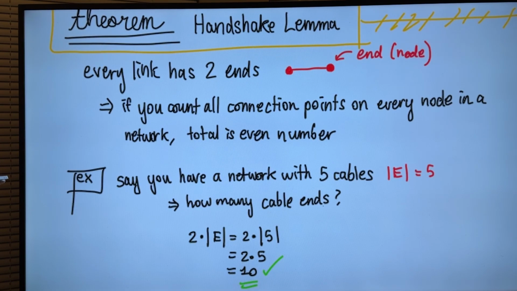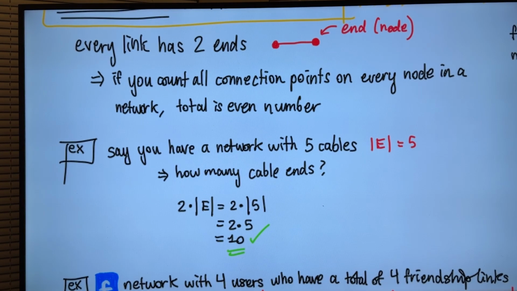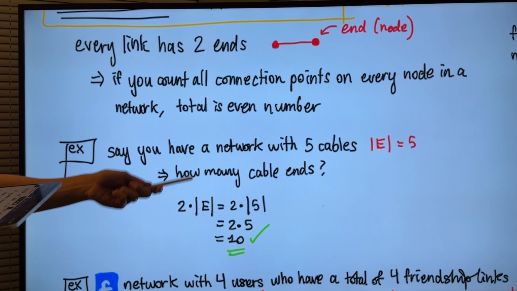Okay, so a few more examples to kind of visualize that. Imagine you have a network with 5 cables. In other words, the number of edges is 5. How many cable ends do you have? So the way I thought of it, I don't know if this is what was implied by cable, but I just thought of those little extension cords where one end has a set of prongs that you plug into another end. So imagine that there's a piece on either end of this cable. So the cable ends that you end up with is going to be double the number of cables that you have.